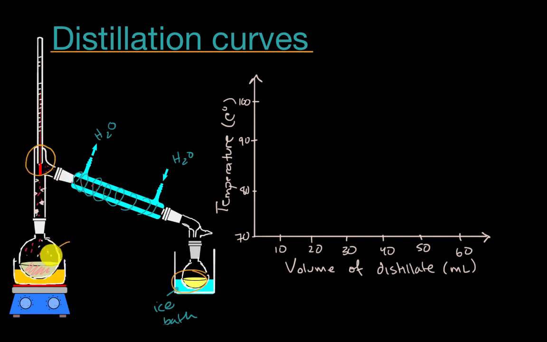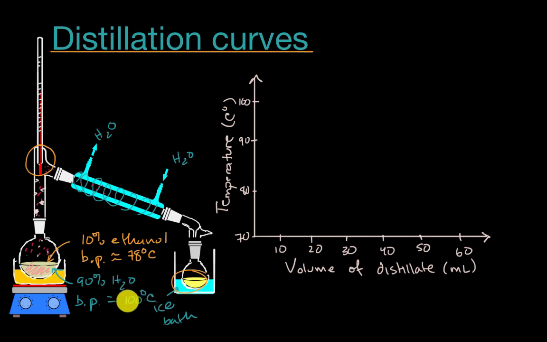So let's go back to a solution that is 10% ethanol. Ethanol has a boiling point a little over 78 degrees Celsius, say approximately 78 degrees Celsius. And let's say that the rest of it is water. So it is 90% H2O, which of course has a boiling point of exactly 100 degrees Celsius. That's how the centigrade scale was determined, with the boiling and freezing points of water.